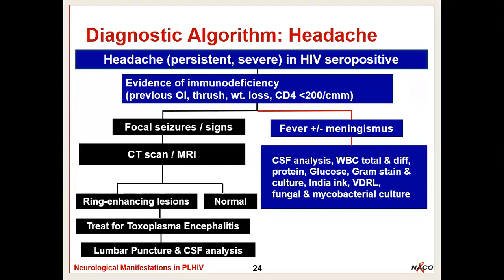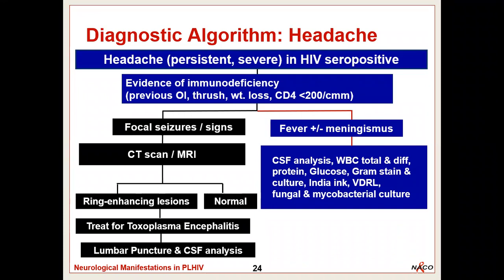So till now, we talked about the syndrome, a cluster of symptoms. There is also a possibility that the patient can simply present with fever or just headache. If the patient is presenting with headache that is persistent and severe, then we also need to look for previous history, look for thrush, weight loss, and also look for CD4 counts. And as we discussed in the previous slide, the division is that you look for fever plus or minus signs of meningismus.